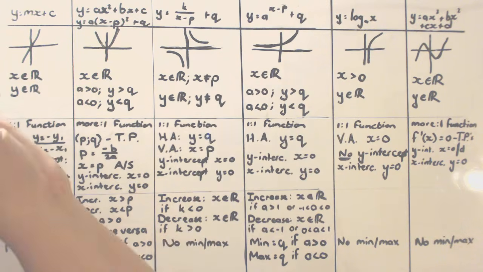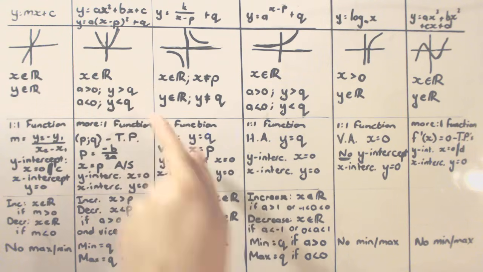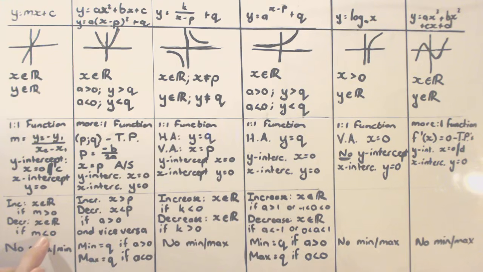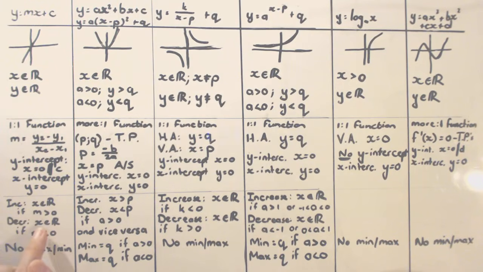If the m value is negative, so my graph looks like this, it's going backwards, it's actually decreasing then. So if your m value or your gradient is negative, or your graph faces backwards on the sketch, then for all values of x, the graph decreases. Right, so you can learn this if you don't understand that, but hopefully that makes sense.